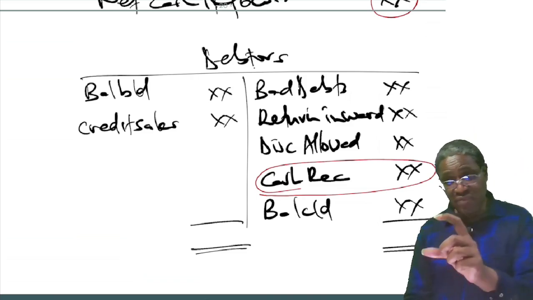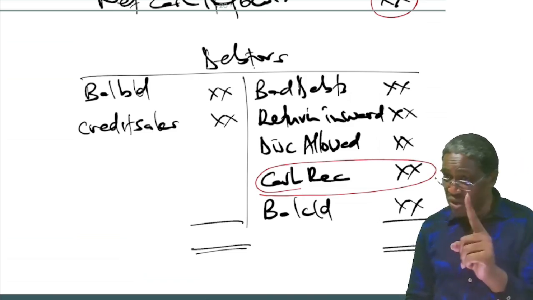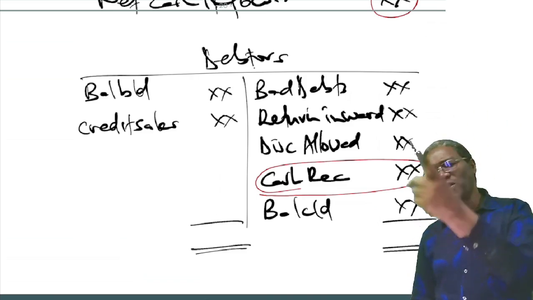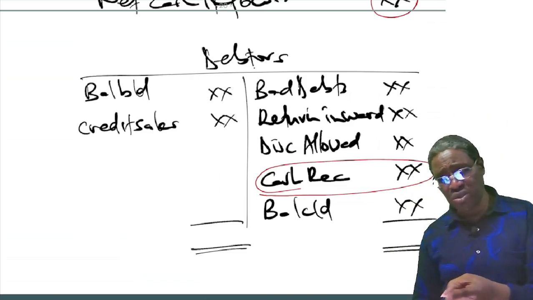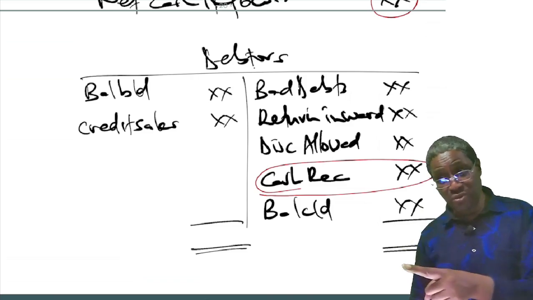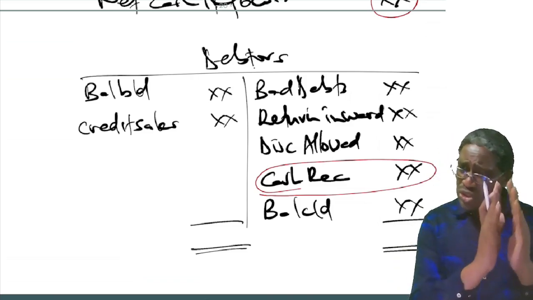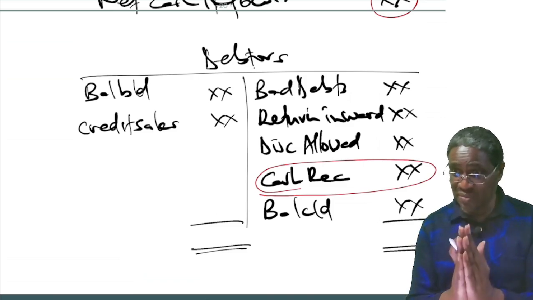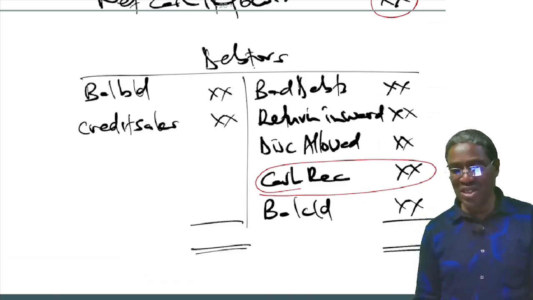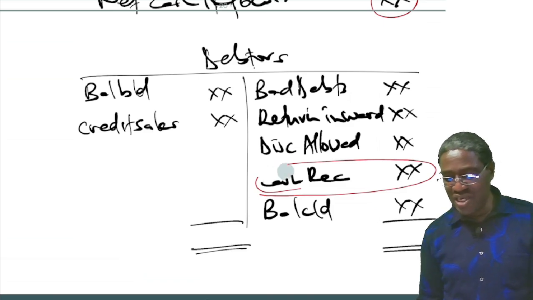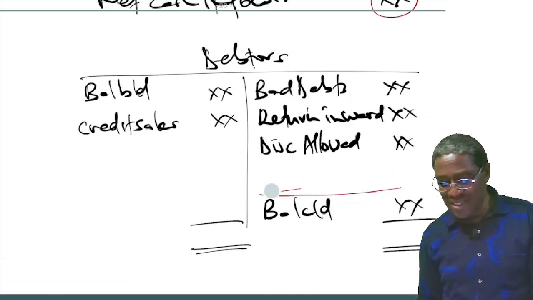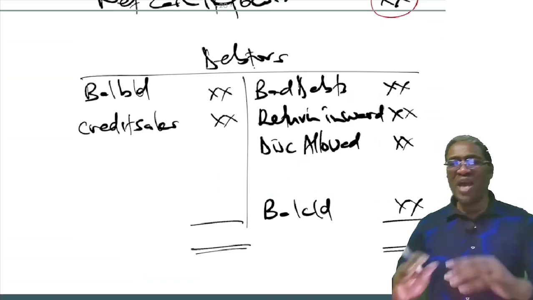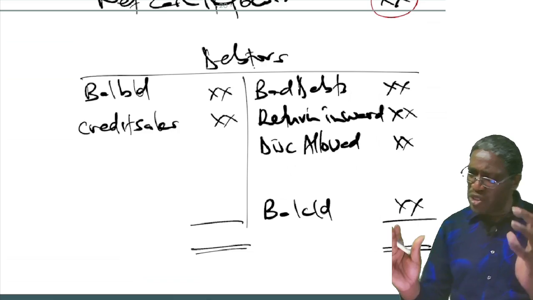The cash received from debtors. Otherwise, he will give you all the other information from the question. The only thing you don't know is the cash received from customers. And therefore, that amount, we shall be getting it as a balancing figure by feeding in all the information.